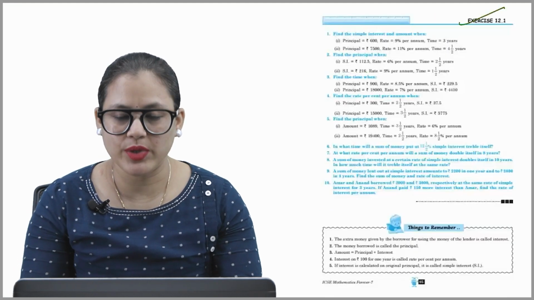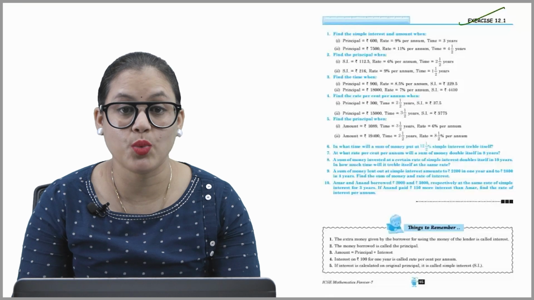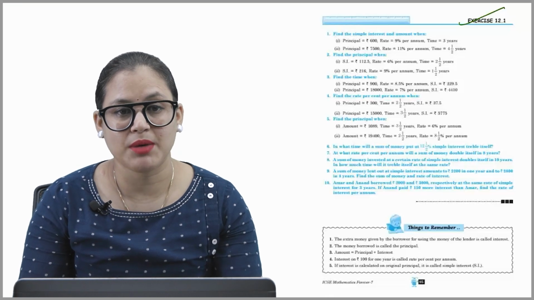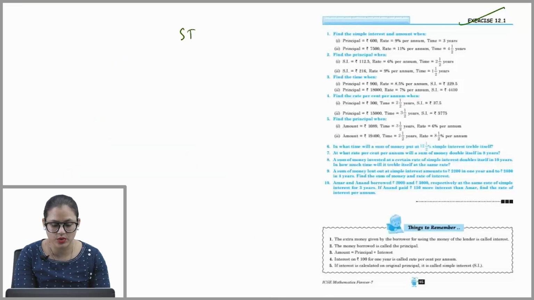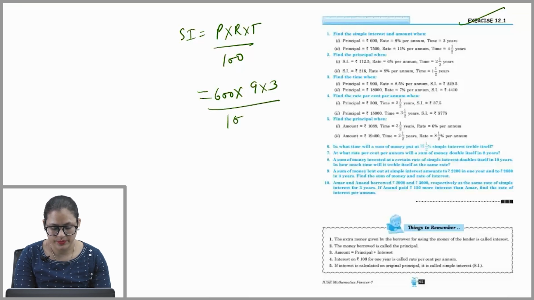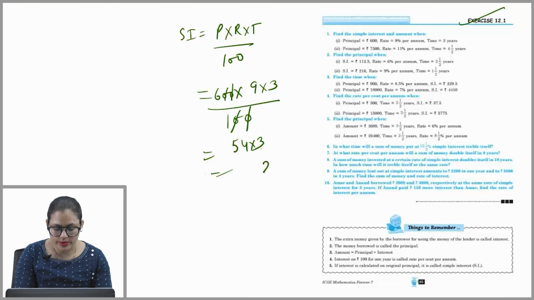Let's do exercise 12.1. Find the simple interest and amount when principal, rate and time is given. Okay. So first let's find out simple interest. P into R into T upon 100. Principal is 600 rupees, rate is 9 and time is 3, upon 100. 0, 0, 0, 0 goes. 6 9s are 54 into 3. 3 4s are 12, 3 5s are 15 plus 1, 16. So rupees 162 is the simple interest.